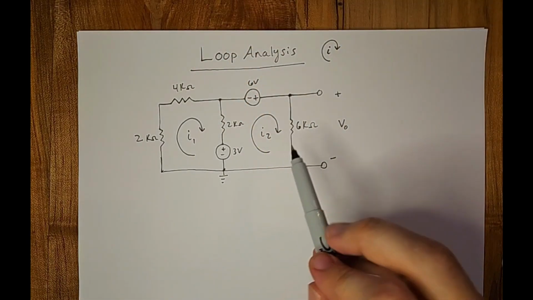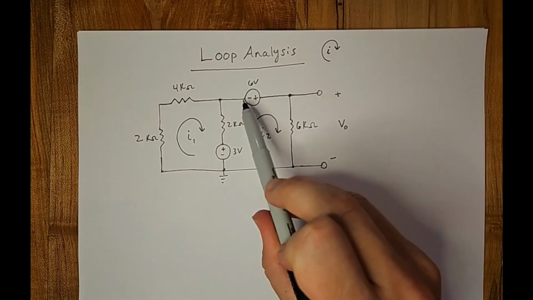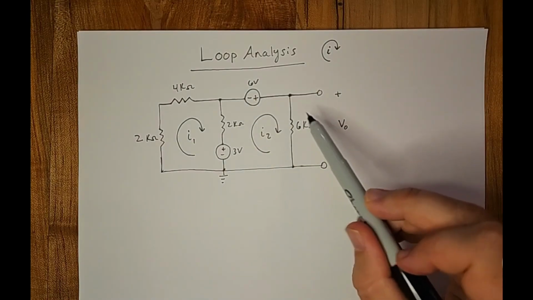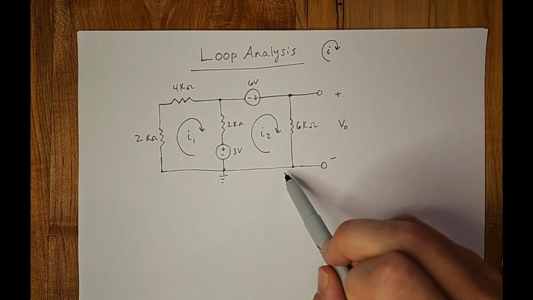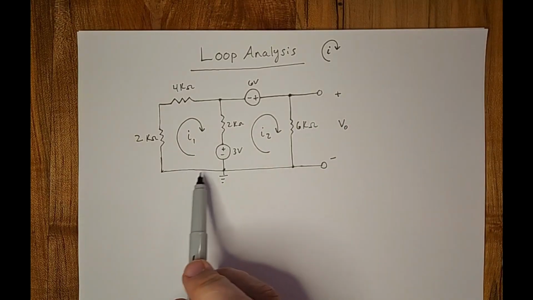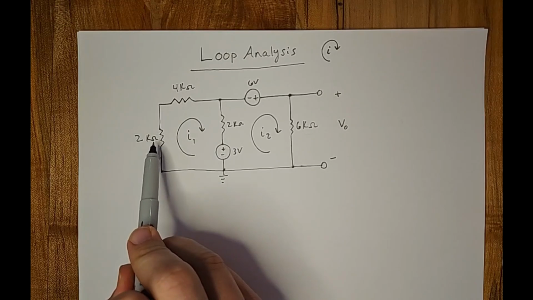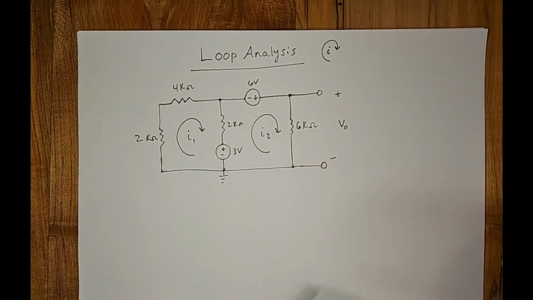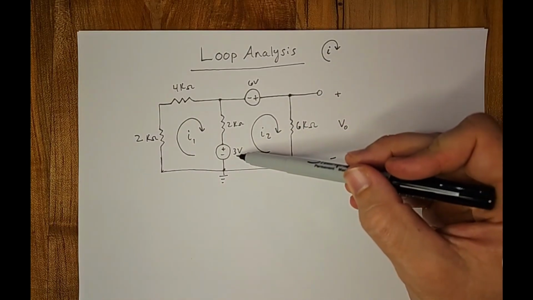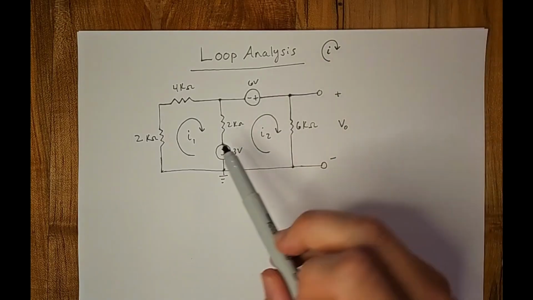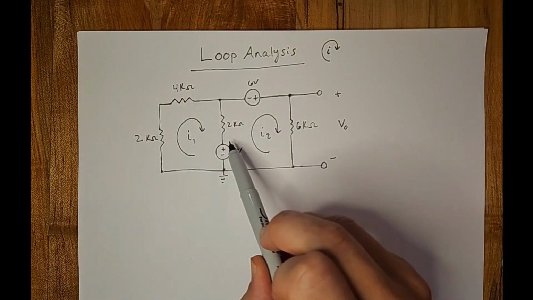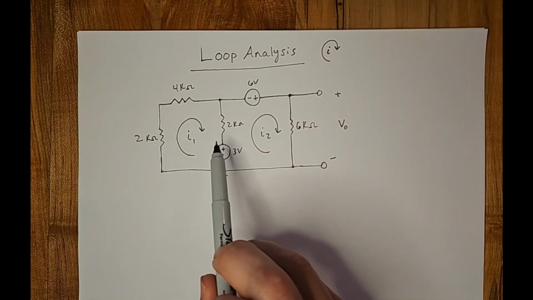So there's I2. Now we know that this 6-volt source, this 6K ohm resistor, are going to have current I2 running through them. This wire is going to have current I1 along with the 2K ohm and the 4K ohm resistor. Now, this 3-volt source and this 2K ohm resistor share I1 and I2. So that's where the math's going to get a little bit trickier.